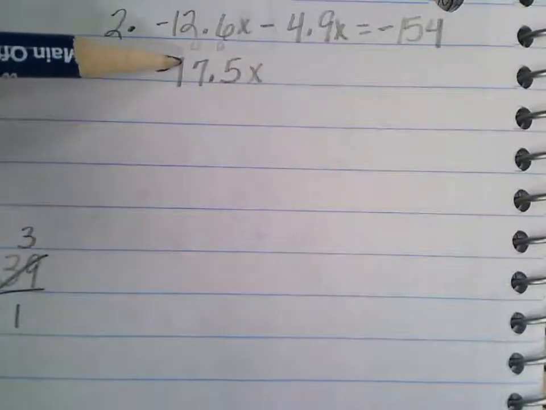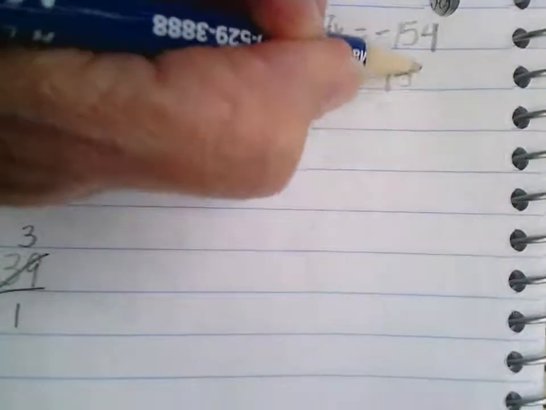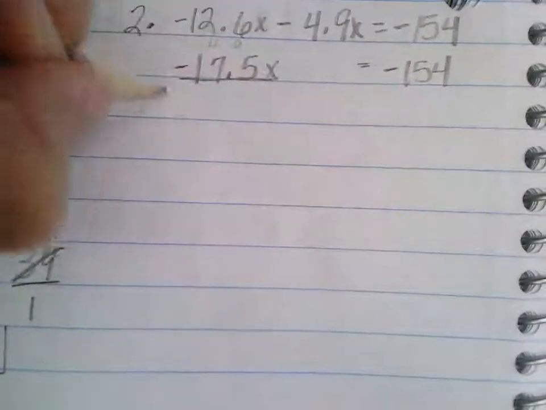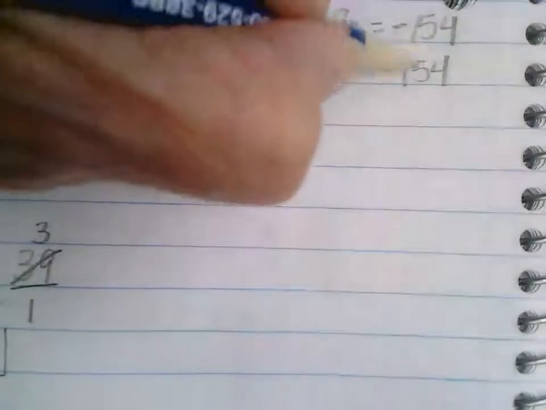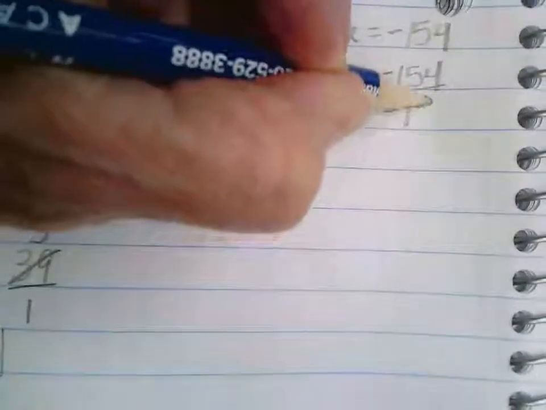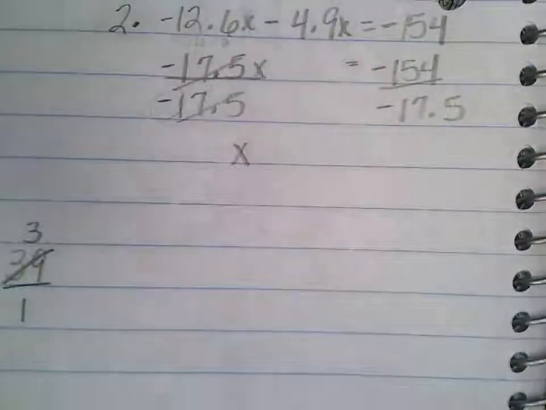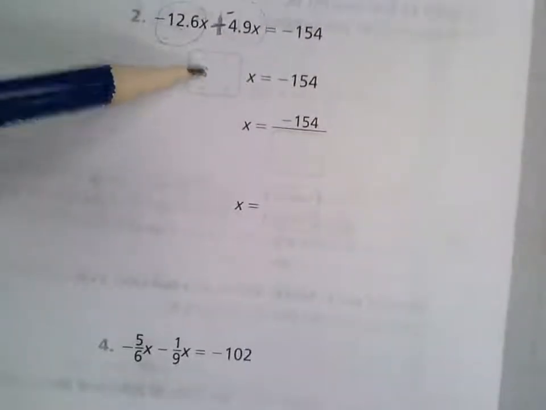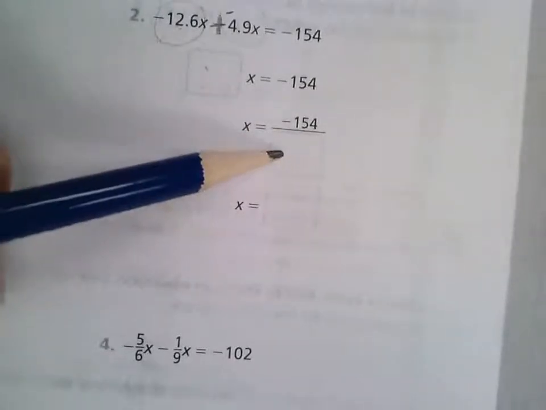-17 and 5/10 x, check my math there, is equal to -154. Now to just have my x here, I'm going to divide by -17 and 5/10. Make sure you bring that negative sign when you divide. And right here then, we're writing this -17 and 5/10 x. Here they're only showing the division on one side.